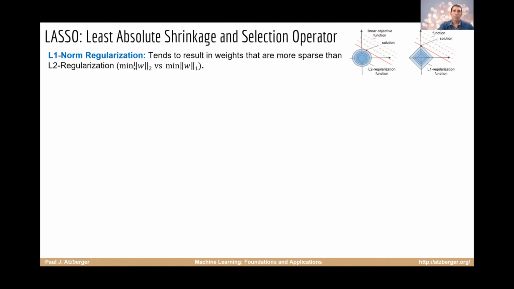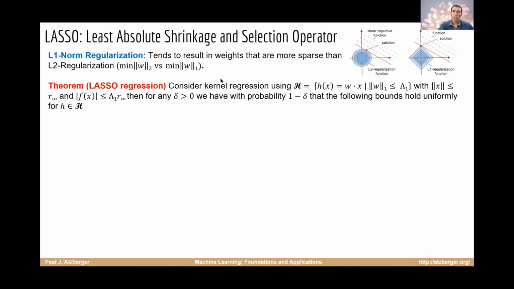Okay, so the LASSO really is going to be very much like kernel regression. The only difference is now instead of using L2 regularization, we're going to use L1 regularization, which will have this inductive bias towards sparsifying the final weights that we end up with. Okay, so again, just like before, we can go through and prove a generalization bound for the case now of linear models where we use an L1 norm on the weights bounded by this capital Lambda 1. And all the other technical assumptions are basically the same as before.